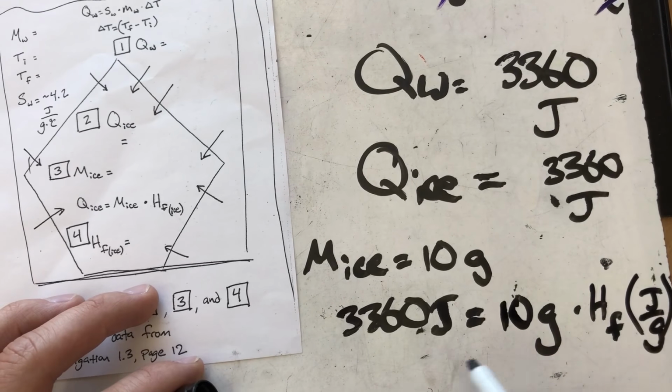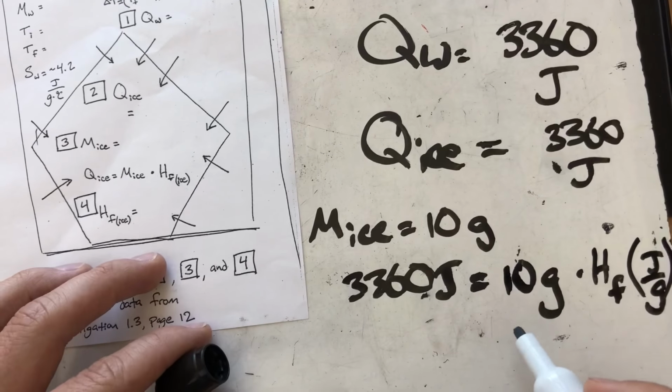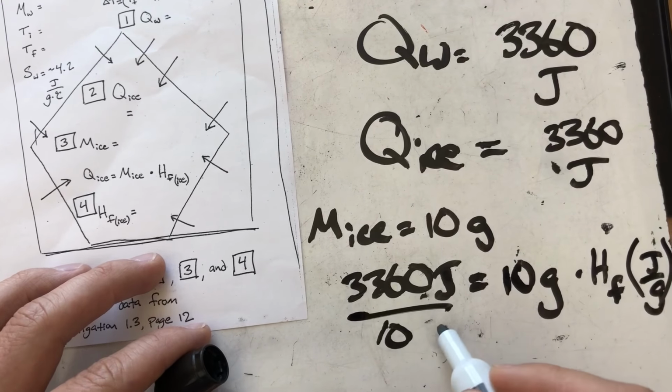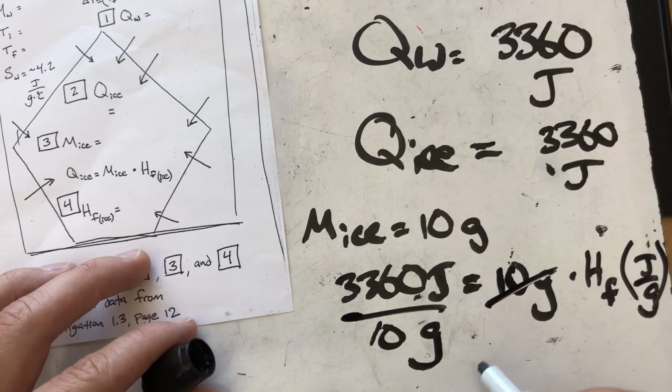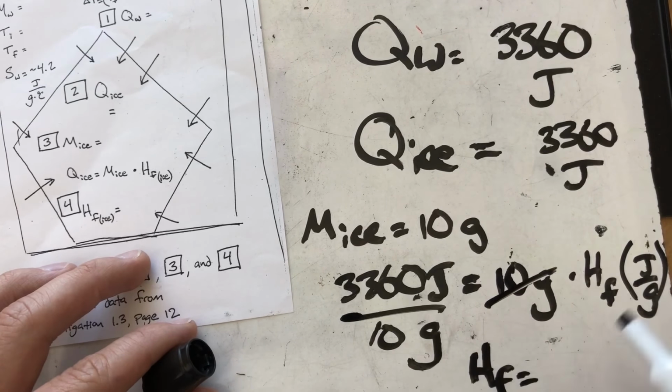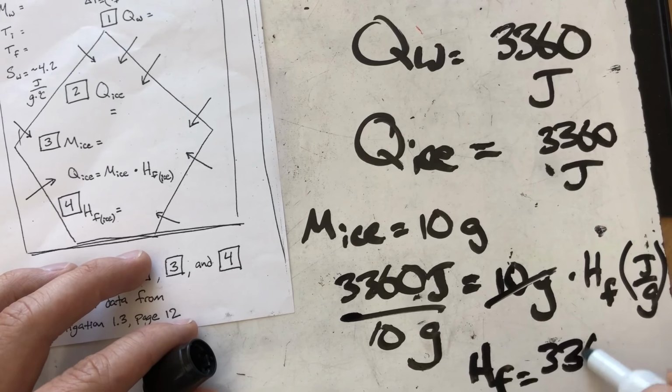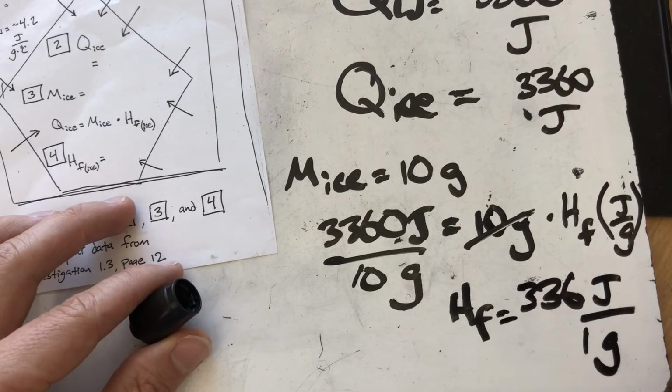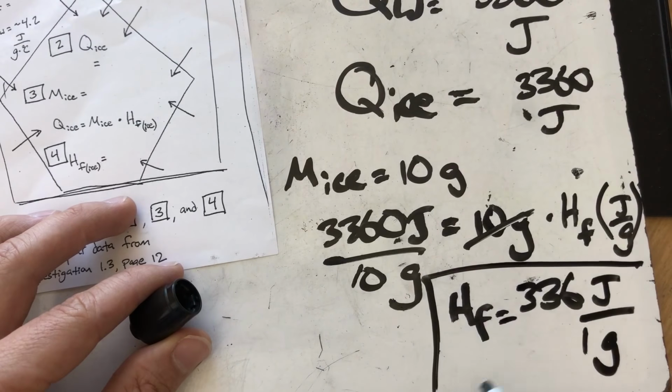Okay, so what we do is we can divide this side by this side. So let's divide this by 10 grams, cross that out. We end up with our heat of fusion equals 336 joules per 1 gram. Okay, and that's how you do it.